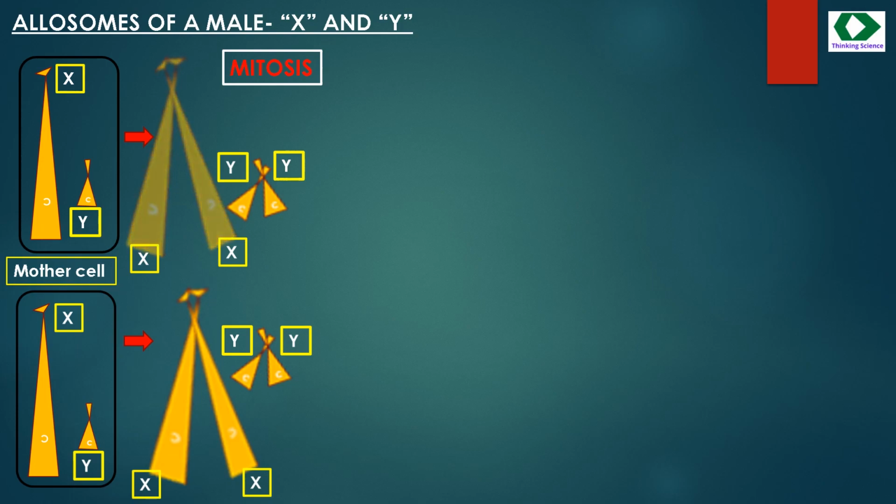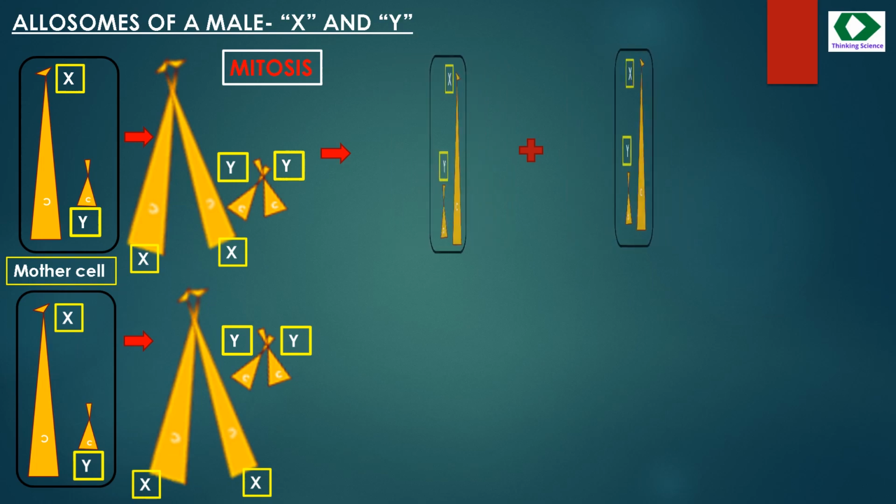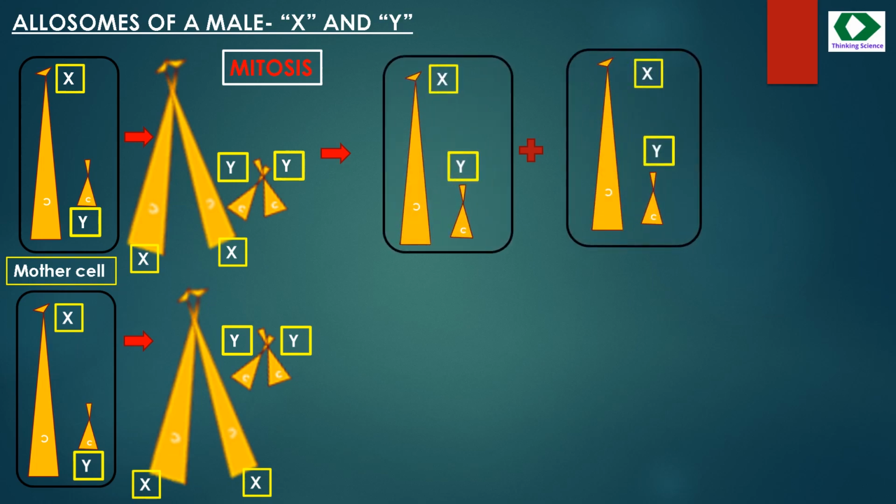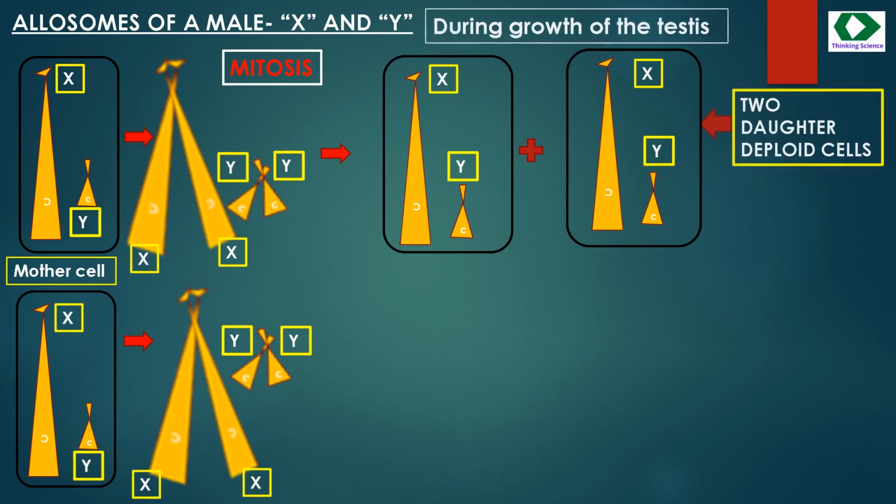So the cell undergoes mitosis, X duplicates, Y duplicates, and then there will be 2 daughter cells, each daughter cell having one from X set and one from Y set. So the daughter cells formed in the testis during mitosis for growth will have one X and one Y chromosome, just like the parent cell, just like the mother cell. And the daughter cells are diploid.